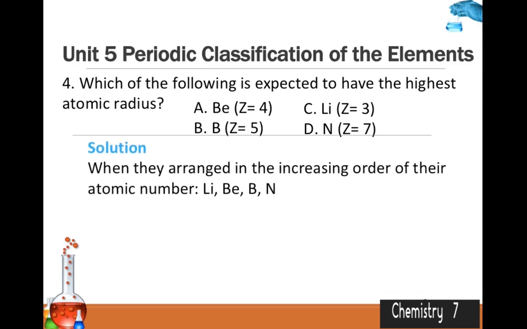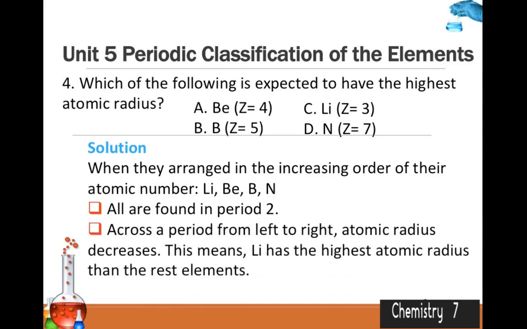When they are arranged in increasing order of their atomic number, lithium, beryllium, boron, and nitrogen are all found in period 2. Across a period from left to right, atomic radius decreases. This means lithium has the highest atomic radius of the elements. The answer is C.